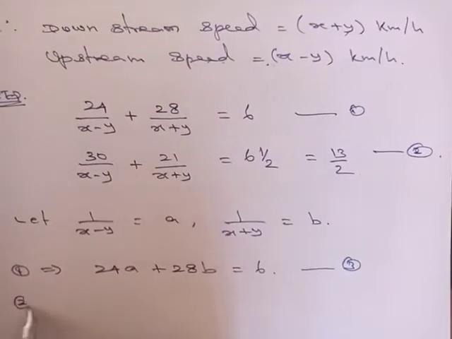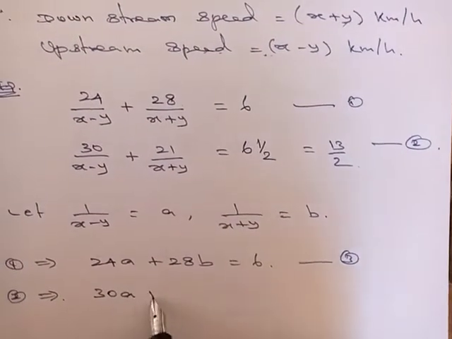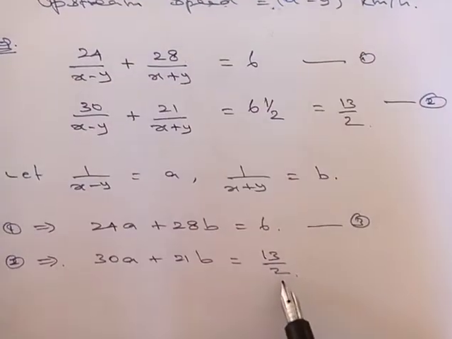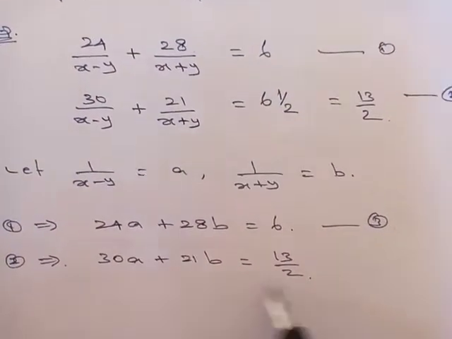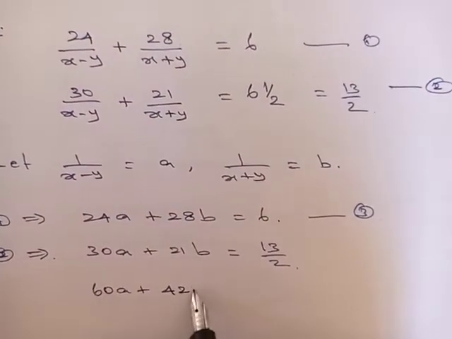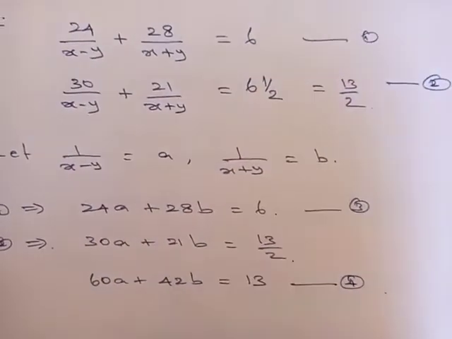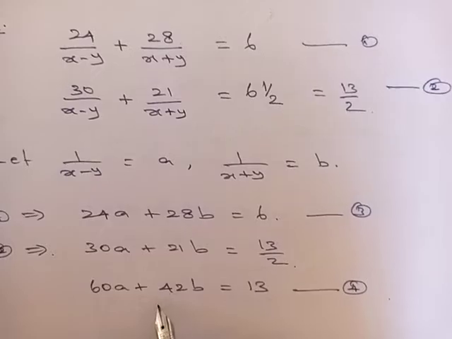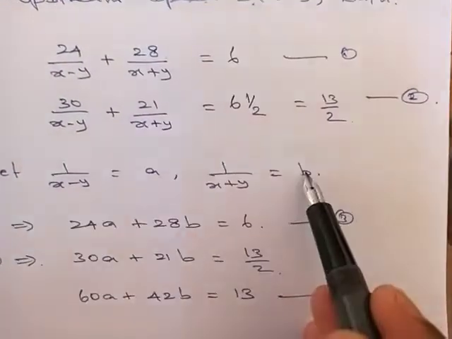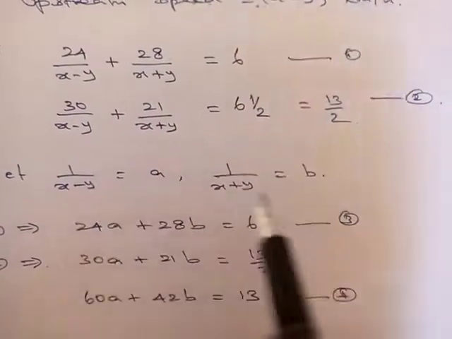After that, second equation can be written as 30a plus 21b is equal to 13 by 2. So here denominator 2 is there, that's why I am just multiplying this by 2. So 60a plus 42b is equal to here only 13. This is fourth equation. Now if you solve these two, third and fourth equation, we will get a and b value, correct? That a and b value if you substitute here, we will get one more equation. If you solve that two, we will get x and y value.